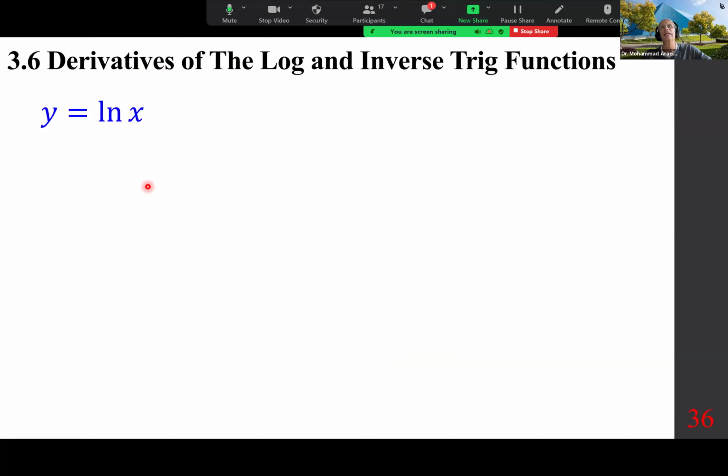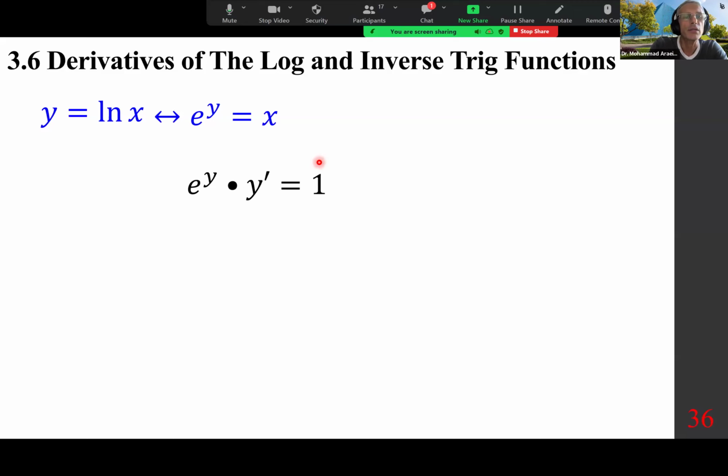Y equals ln x. We want to take the derivative. We go to the definition, e to the power of y equals x. That's the definition of a log. And now we are going to differentiate both sides implicitly. The derivative of e to the power of y is e to the power of y, because we know the exponentials, times y prime or dy dx, and x gives us 1.